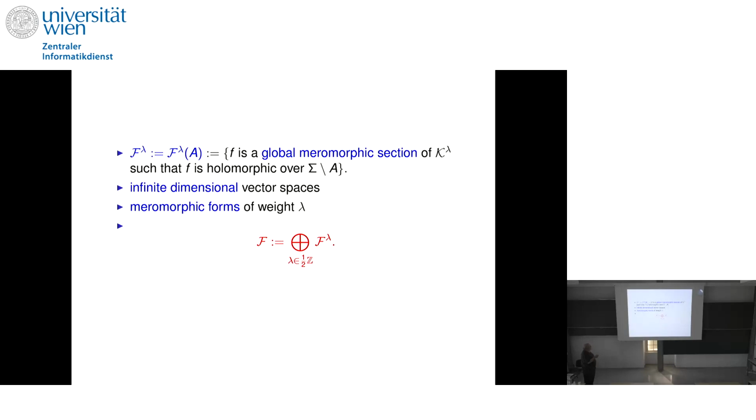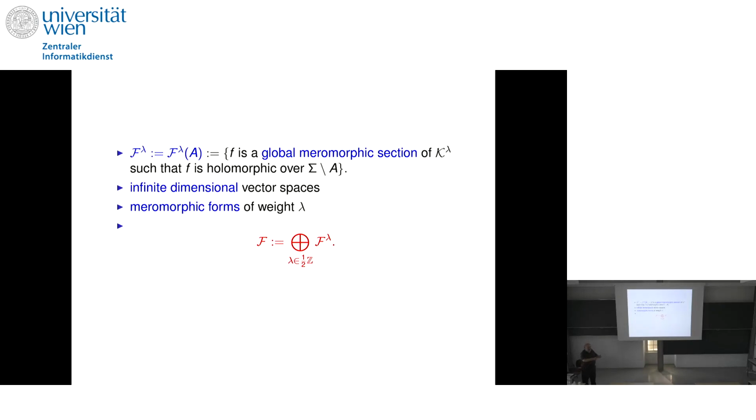So now we have the bundle. Now we consider F lambda. I put here A because it depends on A. These are global meromorphic sections of K lambda. Meromorphic means such that F is holomorphic over the complement of A. So they are meromorphic sections which have only poles, possibly poles, at the points in A. It should be an algebraic pole. This is in the definition of meromorphic.